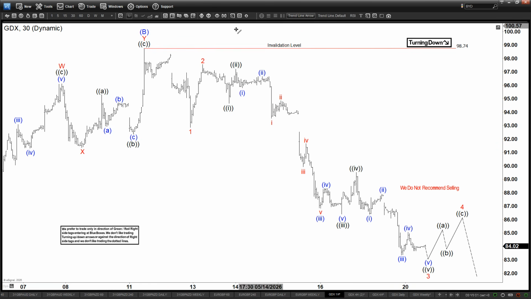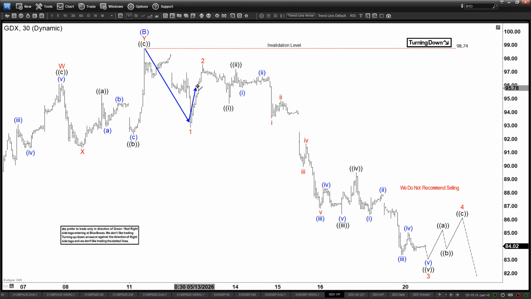The latest count here is calling with B intermediate degree ended at 98.74. Now it is in progress to finish with C. Judging by the labeling here, we are considering this pullback as a correction, because it's just an AB, it's not a 1-2. So the C leg is in progress now as 5 waves.